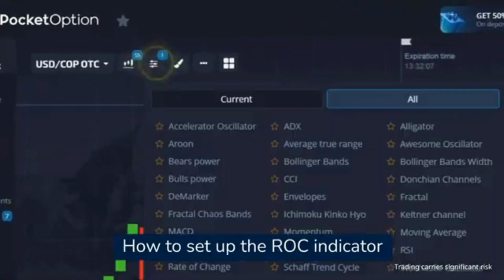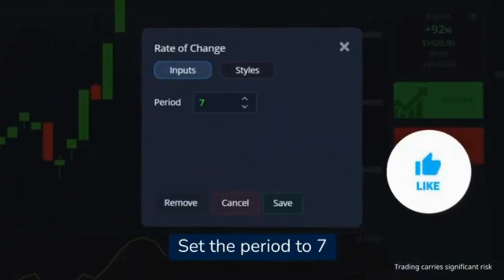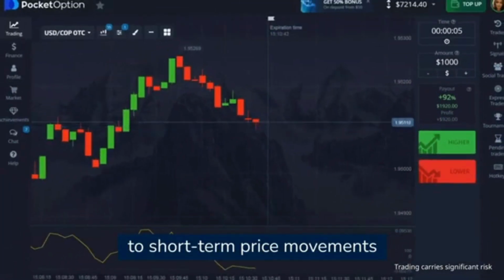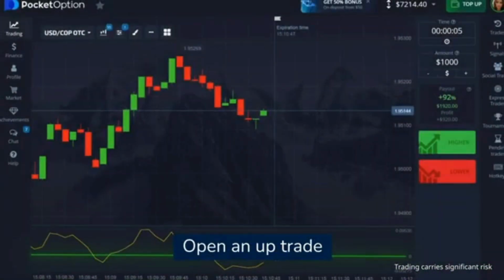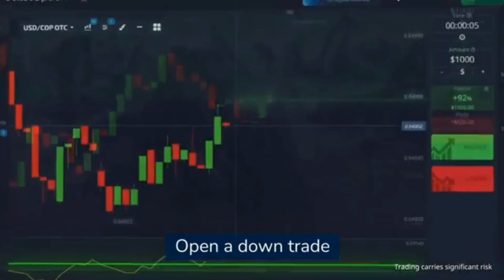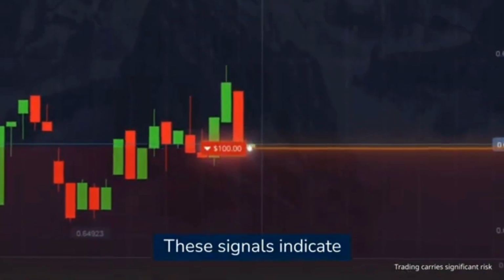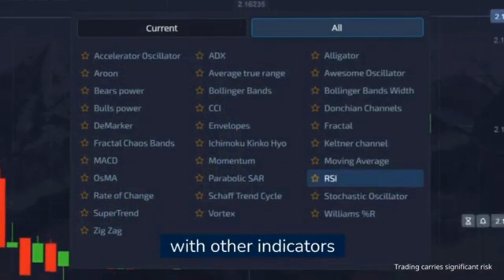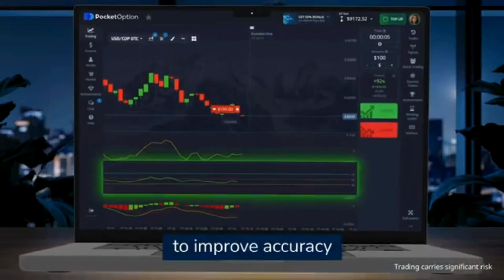How to set up the ROC indicator for quick trades. Set the period to 7 to make the indicator more sensitive to short-term price movements. Watch how the ROC line crosses the 0 line. Open an up trade when ROC rises above the 0 line. Open a down trade when ROC falls below the 0 line. These signals indicate the beginning of a new trend. Combine ROC signals with other indicators such as RSI or MACD to improve accuracy.